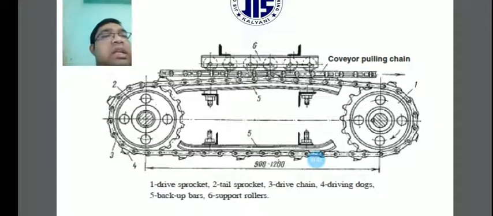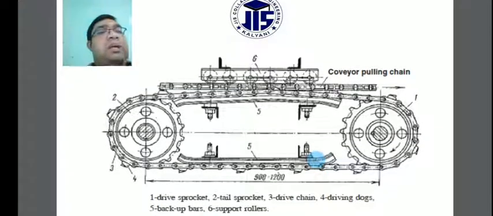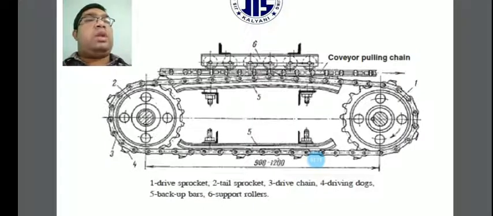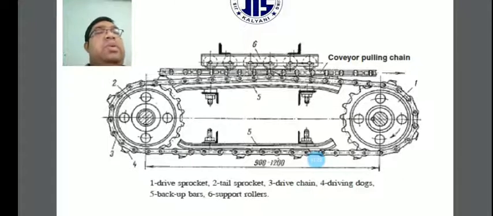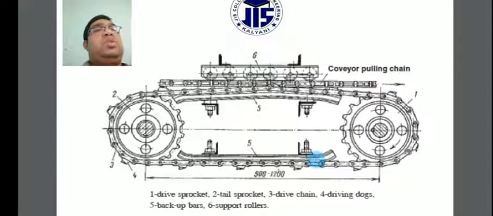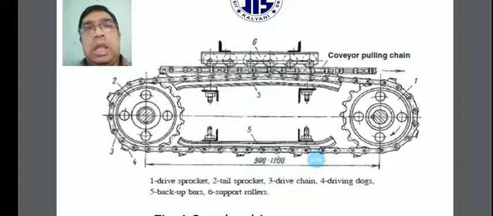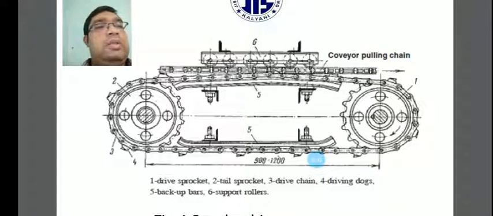Another component is the support rollers, number six. You can see the different support rollers are arranged along the chain. The six rollers provide upward support, so the chain will not sag. This allows proper movement of the chain, there is no loosening of the tension, and no difficulties arise.